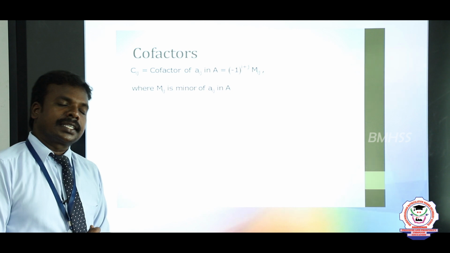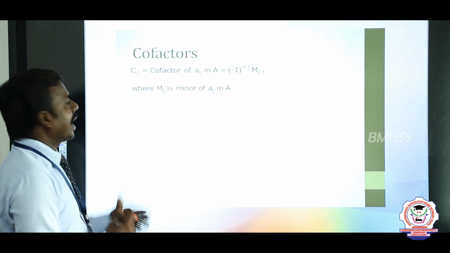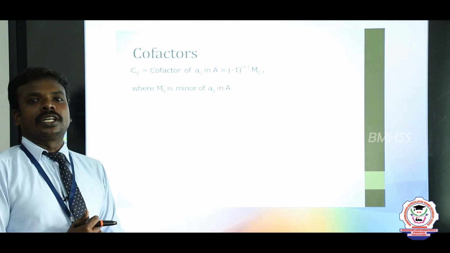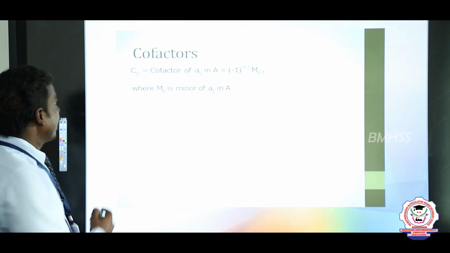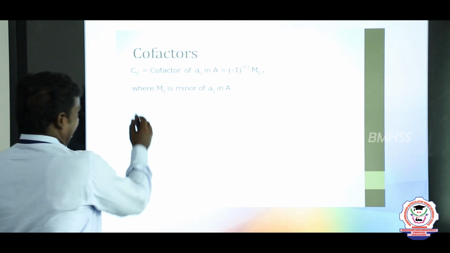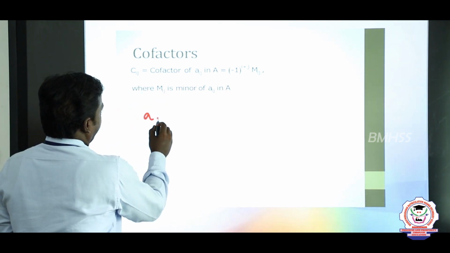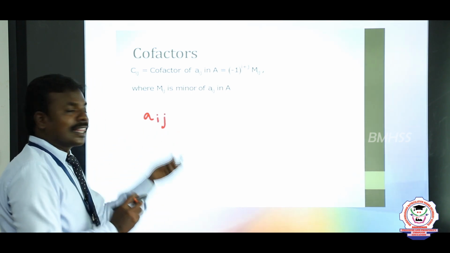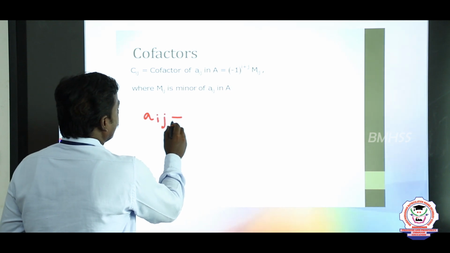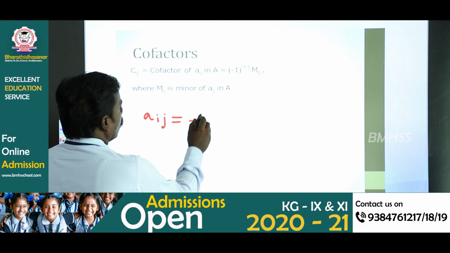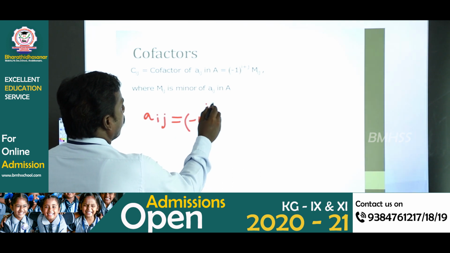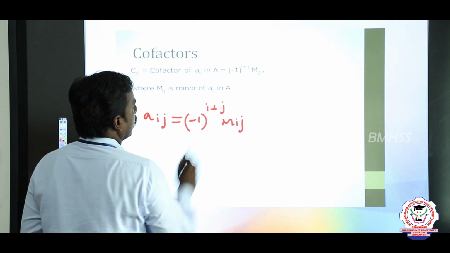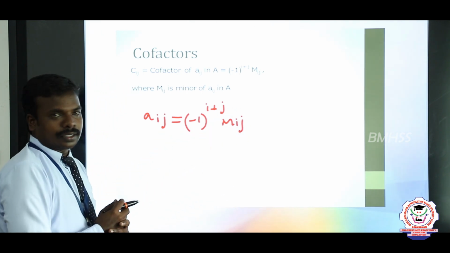Cofactors. Cofactor is denoted in two ways. One is Cij or small aij. Cofactor matrix is denoted by capital Aij. For example, small aij, where i and j represent the ith row and jth column, is equal to (minus 1) whole power i plus j, Mij. So, this is the cofactor value.